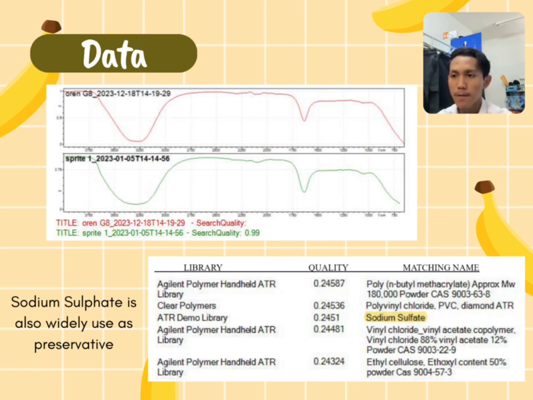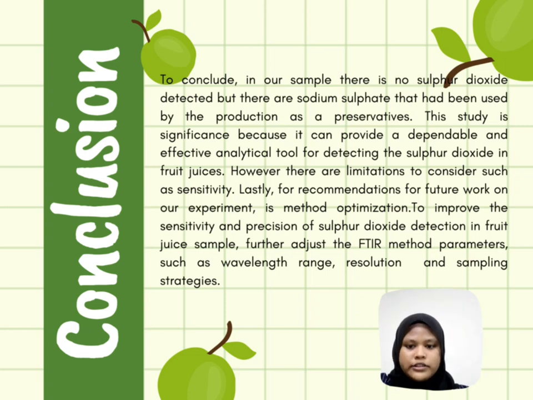their preservative, and we found sodium sulfate, which means they use it as a preservative instead of sulfur dioxide. Sodium sulfate is also widely used as a preservative. So not only sulfur dioxide, we can use sodium sulfate as a preservative. For our conclusion, from this experiment, we can conclude that in our sample there is no sulfur dioxide detected, but there is sodium sulfate that had been used by the production as a preservative.